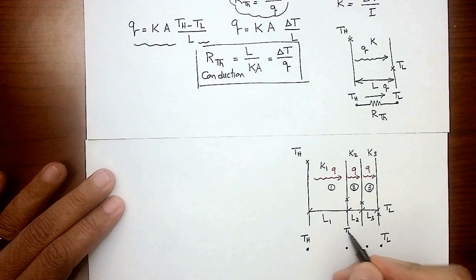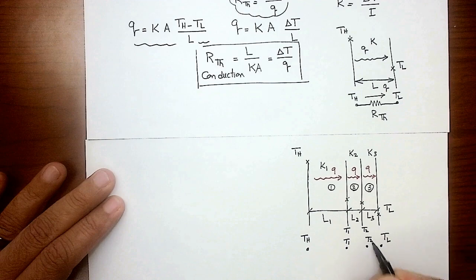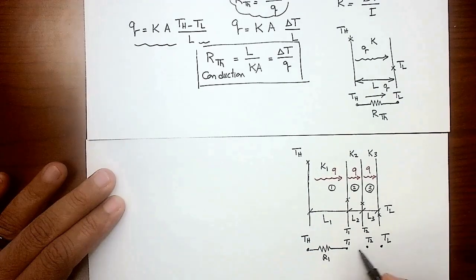Let's call this node T1 and this node T2. Between each two nodes, I have a resistance. This is a resistance representing the first wall, which I'm going to call R1. Another resistance represents the second layer, R2. The third resistance represents the third layer, R3.